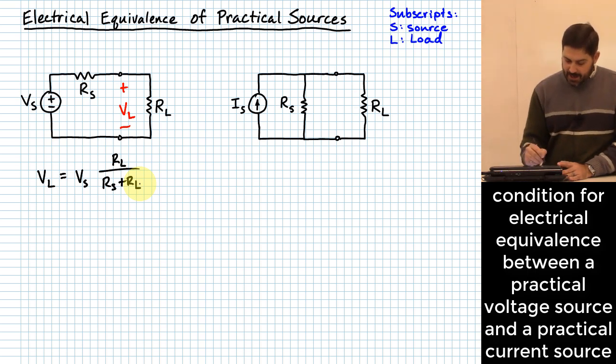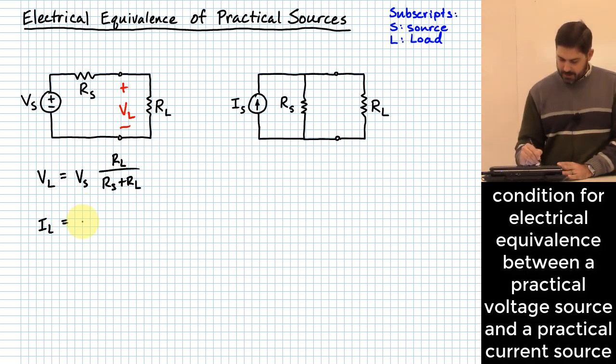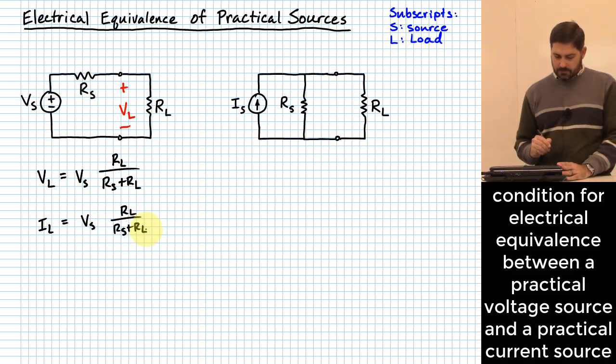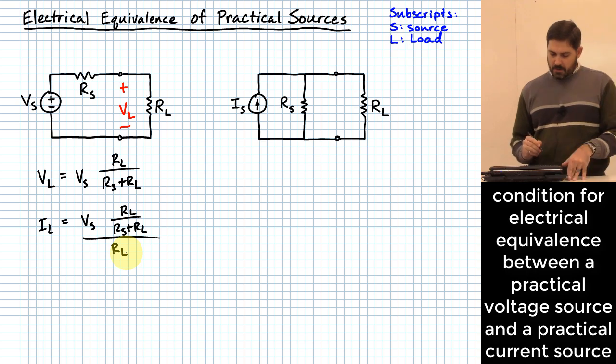And what is IL going to be? Okay. Yeah, you can just use Ohm's law now if you want. IL is just VL, right, divided by what? Okay, it's just Vs times RL over Rs plus RL. Okay. And then what did we say? All of this divided by RL. Now, what does that do?